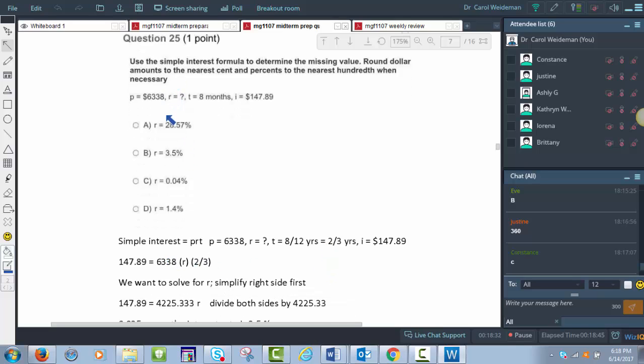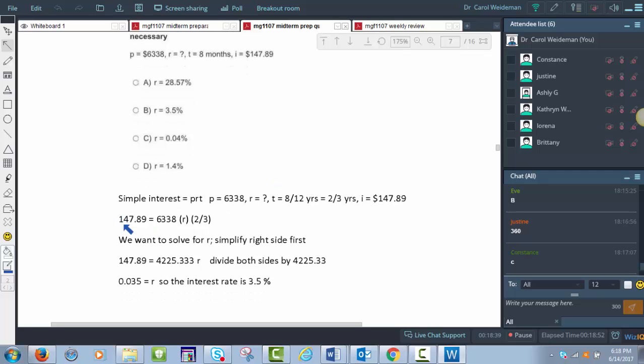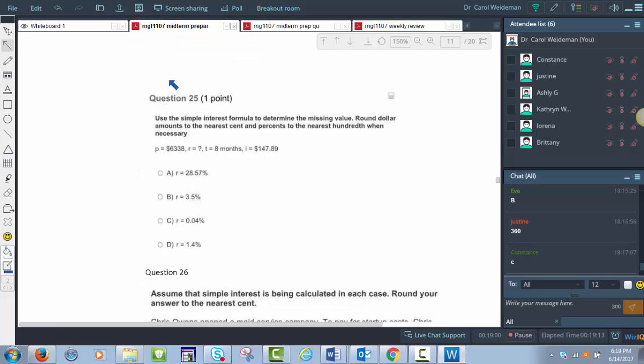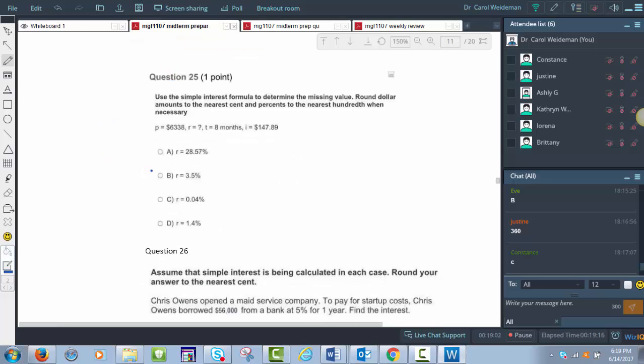Oh, this one's solving, I'm sorry, I missed it. This is solving for the interest rate. They gave you the principal, they gave you the interest, they gave you the time, they want to know the interest rate. So I put in the interest, the principal, R is what I'm solving for, 2/3. So I simplified the right side first. I took 6,338 multiplied by 2 and divided by 3. And then I'm going to divide both sides by that quantity. And so I get an interest rate of 3.5%. So that was a little bit tougher. We were solving for the rate instead of finding just simple interest.